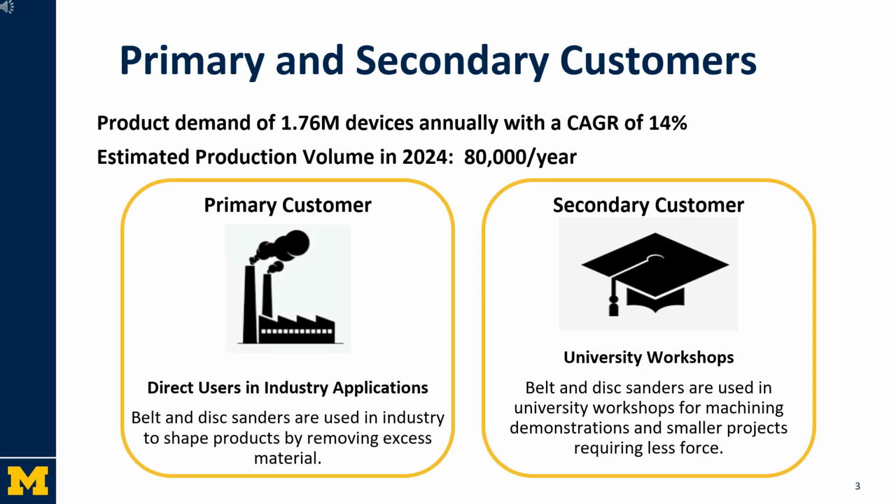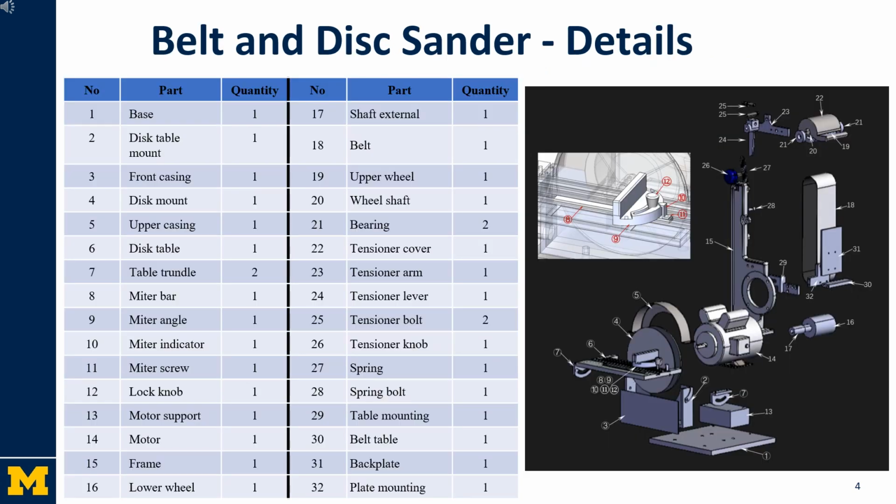Due to the product demand and the CAGR, our estimated production volume is 80,000 per year. Our primary customers are direct users in industry applications, while our secondary customers are university workshops. On this slide, you can see the bill of materials made up of 32 components, and on the right, the exploded view of the CAD.